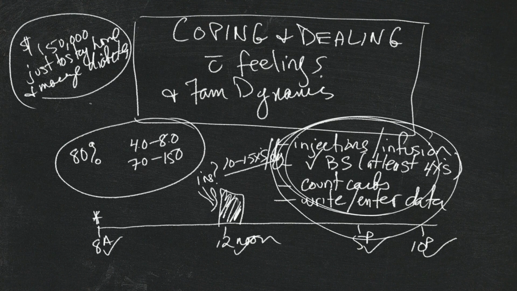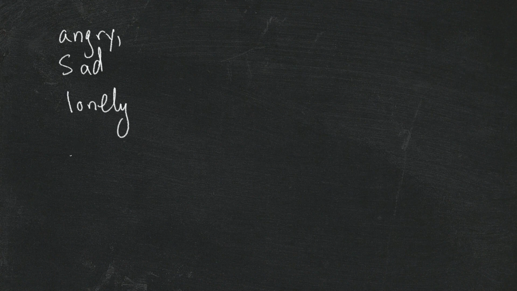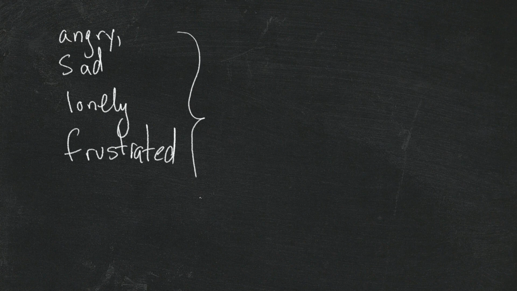So, of course you're going to feel things like angry, sad, sometimes lonely, frustrated when you do everything that you're supposed to do and the numbers don't come out to where they're supposed to be. And anything else that you might think about that comes along with doing a lot of extra work to take care of yourself. And the question is, what do we do with these feelings?